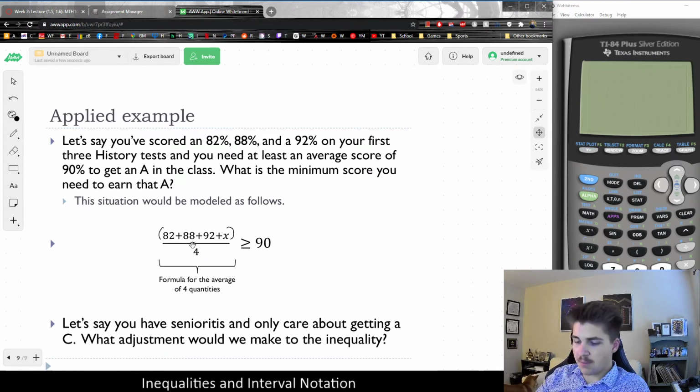If I multiply by 4 on both sides, that will cancel division by 4 since the whole thing is multiplied through. Now, if that fraction was only under one of the components, it wouldn't work like this. But anyways, it will in this case. So what that would leave me with is 82 plus 88 plus 92 plus X must be greater than or equal to 360.